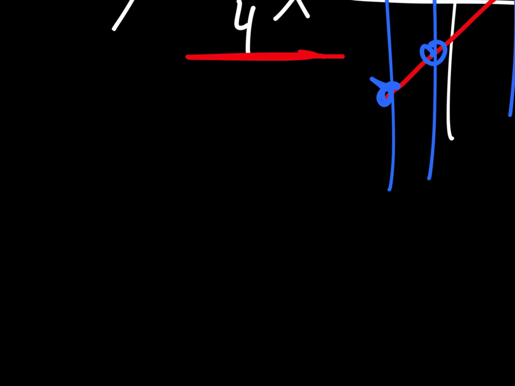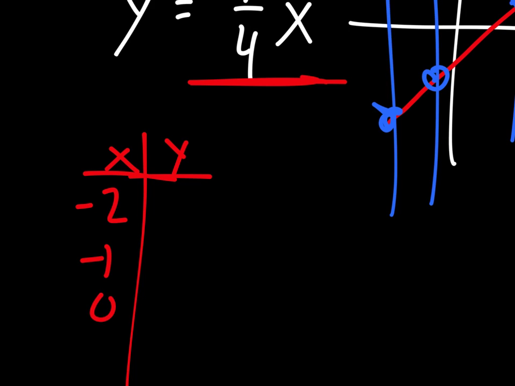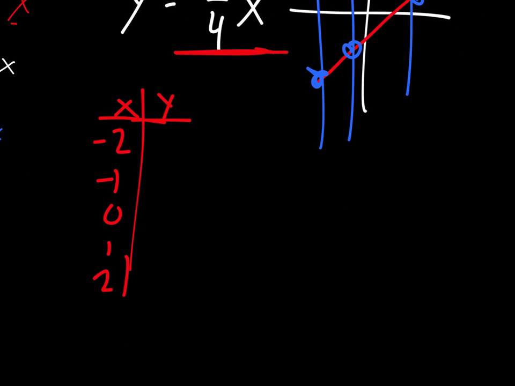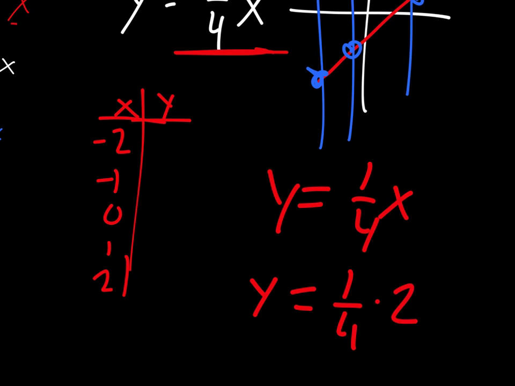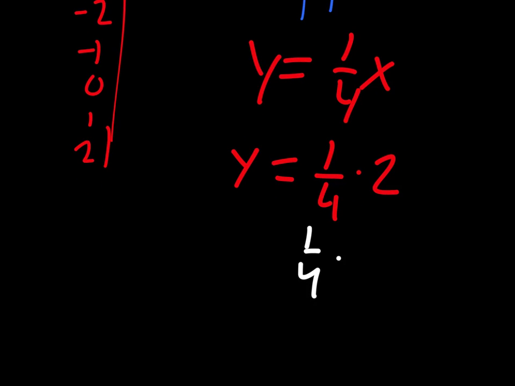And it's asking, model each rule with a table of values and a graph. So, all you have to do is make a table of values. What I would always suggest is using the table of values. You want to use -2, -1, 0, 1, and 2. Okay? I'll do this one for you. So if we have y equaling a fourth of x, you're going to have y equals a fourth times -2, okay? -2 goes right here.